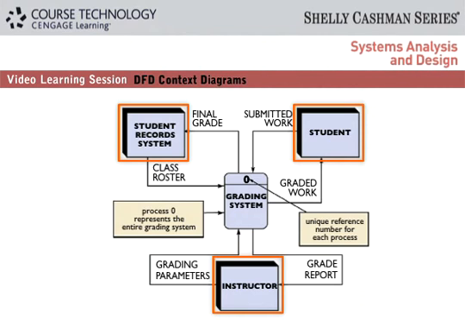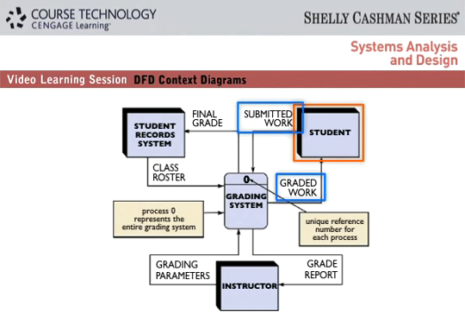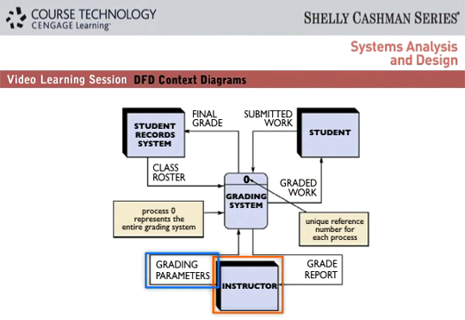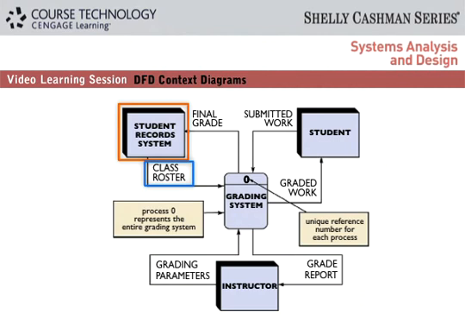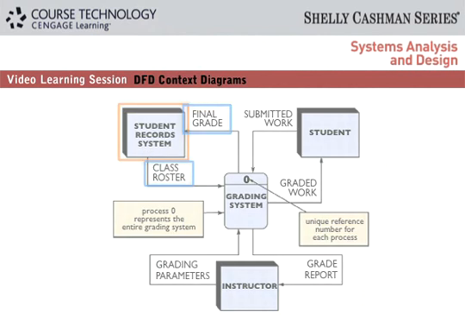Let's identify each data flow. The student inputs submitted work and receives graded work in return. The instructor enters grading parameters and receives a grade report. The student records system submits a class roster as input and receives a set of final grades in return. Now that we've reviewed the symbols, let's create our own context diagram.